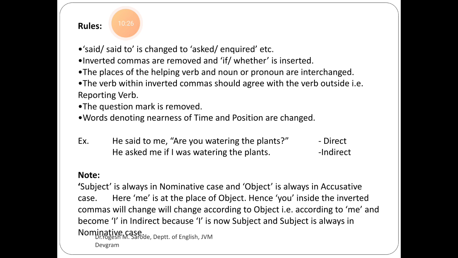You just have to see the tense form. The tense of the reporting verb is simple past tense. So, "you are watering" becomes "I was watering". So, the sentence now became: He asked me if I was watering the plants.